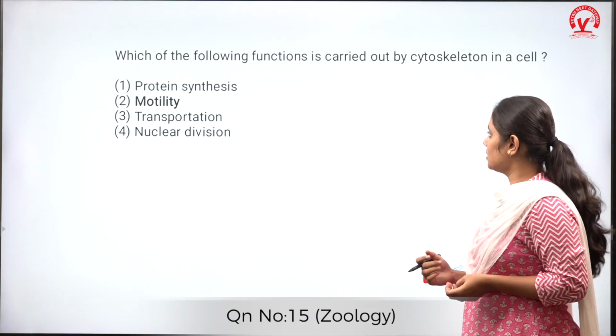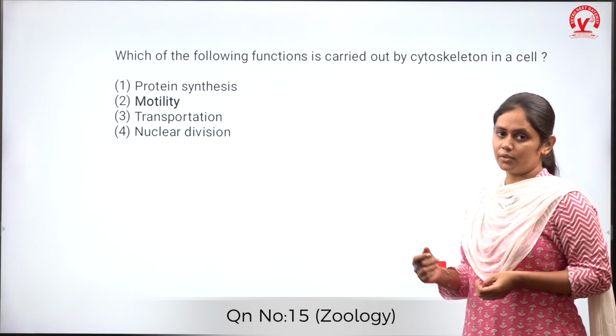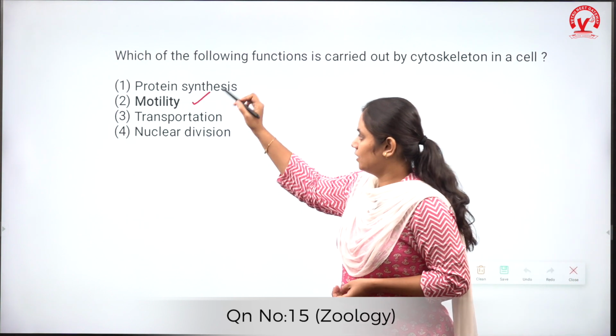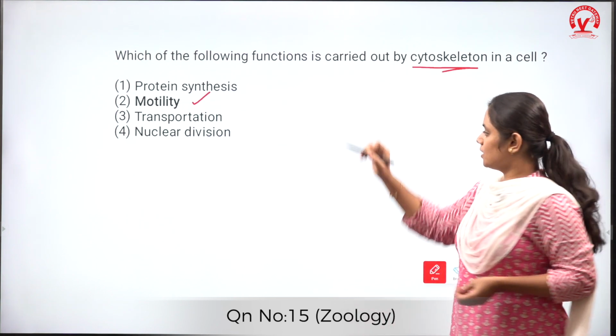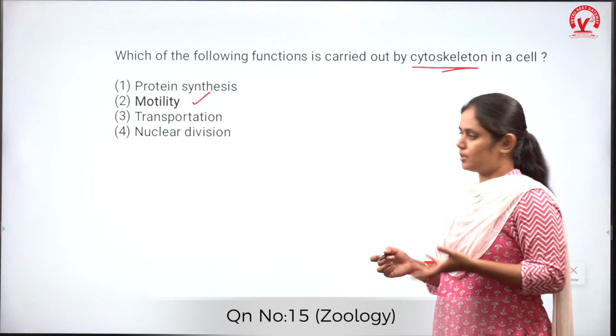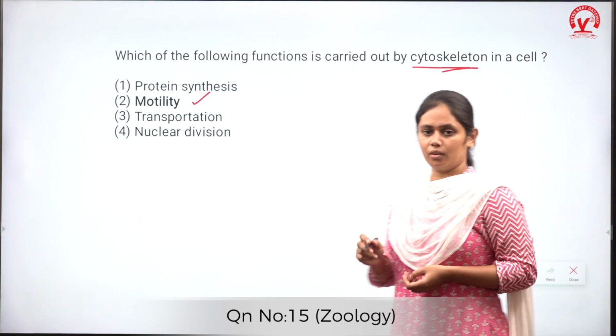Which of the following function is carried out by cytoskeleton and skull? So the option is motility. Cytoskeleton also helps in maintaining the shape of the cell and gives mechanical support. So here the answer will be motility.